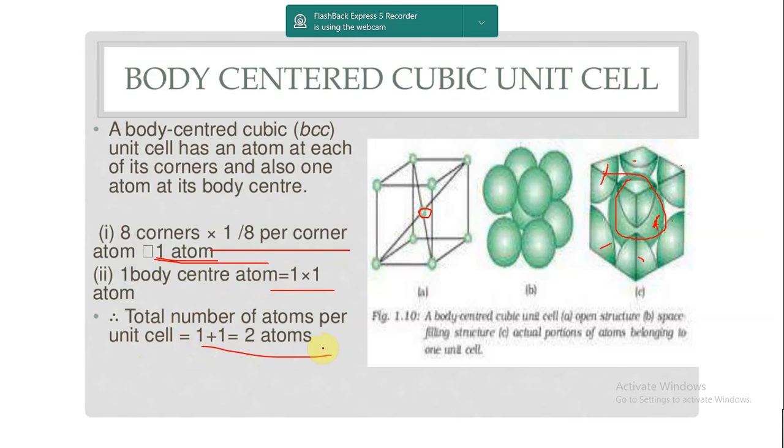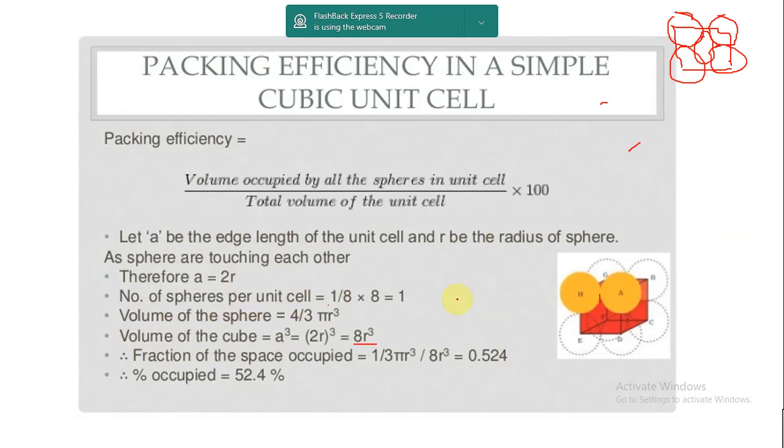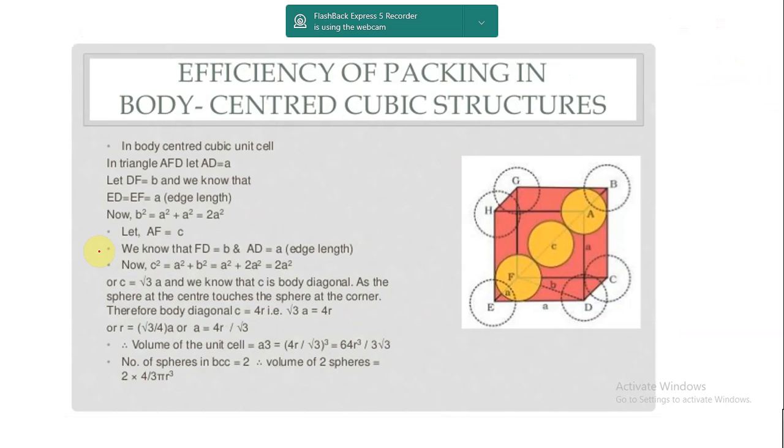So I am showing this because here we calculated the packing efficiency of 52.4%. So in the body centered structure, the packing efficiency will be more because the volume occupied by spheres will be more, because we have one more sphere at the center. So the number of spheres has increased, and the space occupied by the spheres is increased. So the packing efficiency should increase. Let us see how much it has increased.